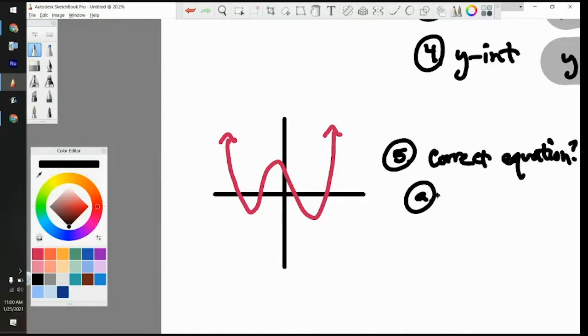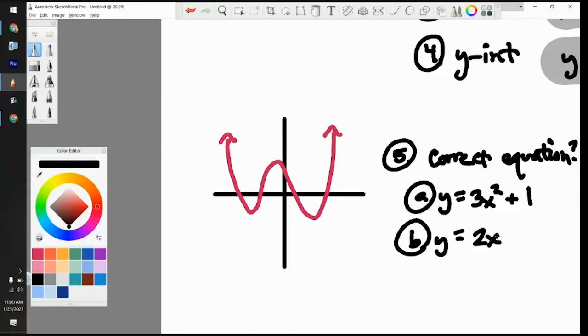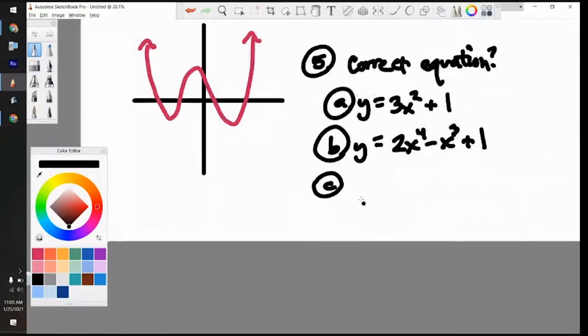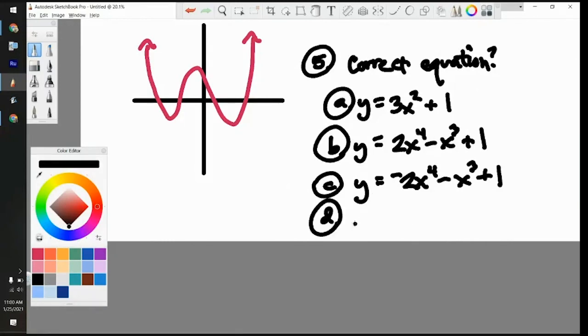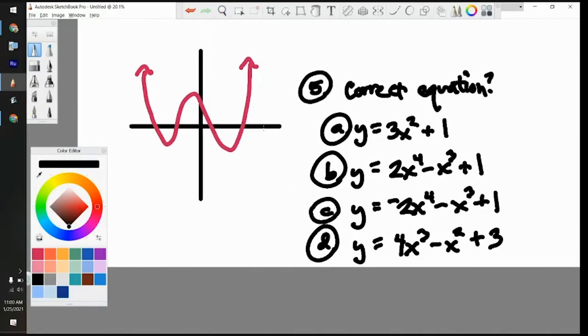Okay. So A, y is equal to 3x squared plus 1. B, y is equal to 2x to the 4th minus x to the 3rd plus 1. C, y is equal to negative 2x to the 4th minus x cubed plus 1. And then D, y is equal to 4x cubed minus x squared plus 3. So it would say, which of the following could be the correct equation for that graph?